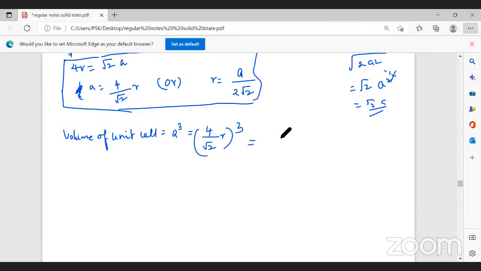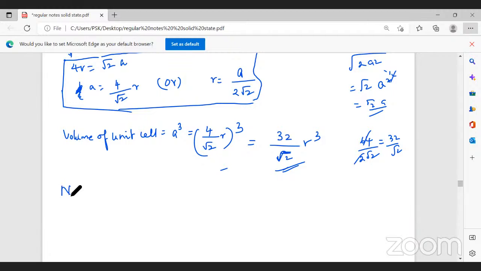On simplification, 4 cube is 64, and root 2 cube gives 2 root 2, so you get 64 by 2 root 2 R cube. 64 divided by 2 root 2 is 32 by root 2, no? These two get cancelled. So finally, the answer is 64 by 2 root 2, that is nothing but 32 by root 2 R cube. This is the volume of the unit cell.